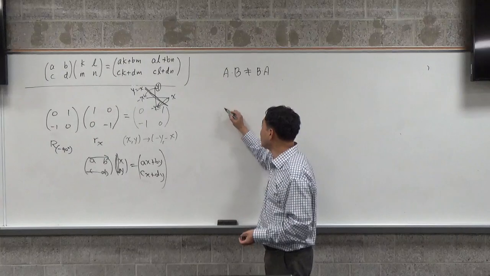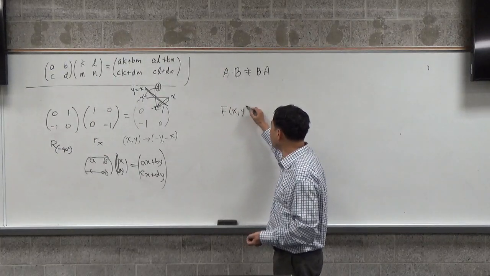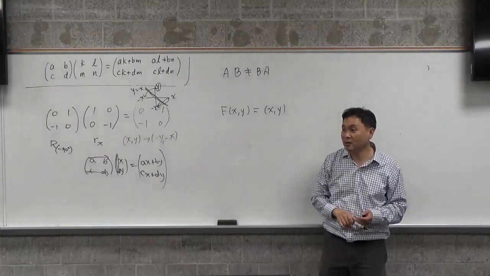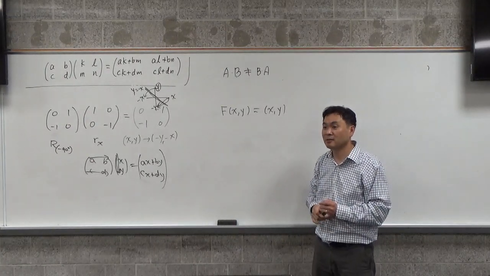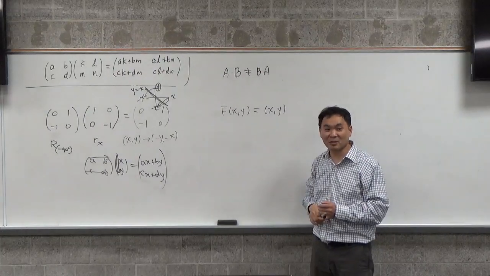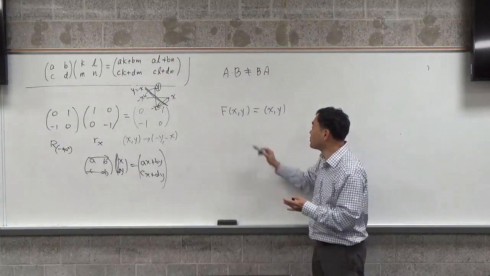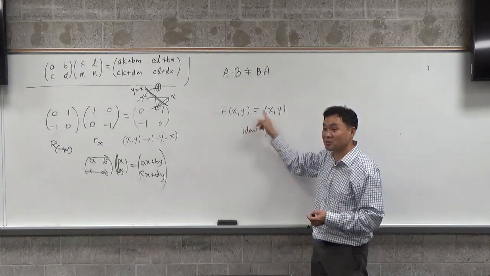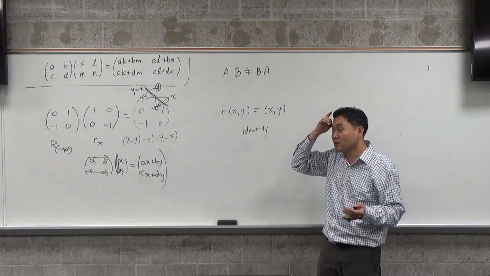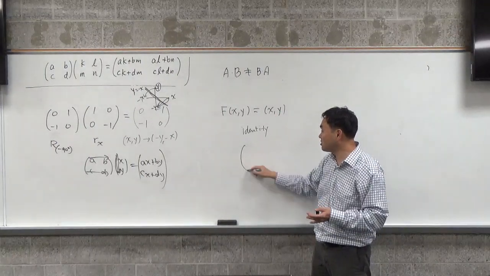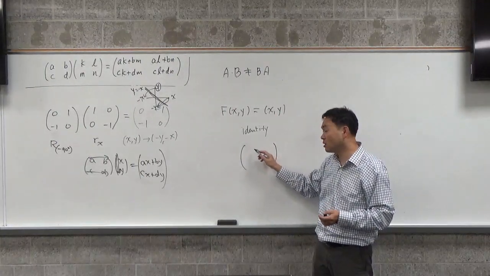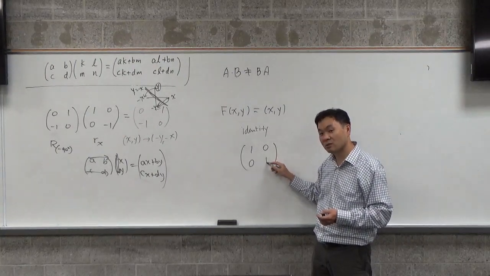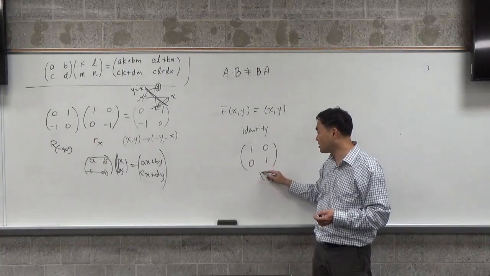Another thing that you know is that what do you call this function? F of xy equals xy. What is that called? This has an obvious name. The identity function, right? Because it doesn't do anything. The input and the output are identical. Now, can you rewrite this in terms of matrices? If you write this as a matrix, what would you get? 1, 0, 0, 1. So what is this? This is going to be the identity matrix.